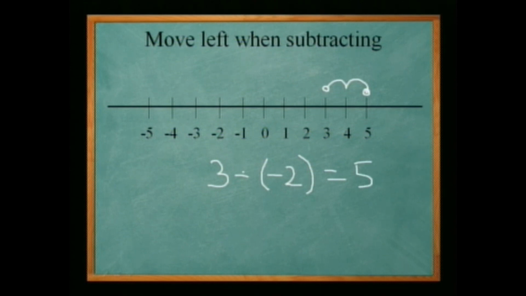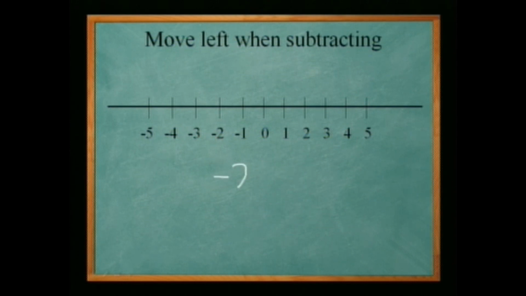Now whenever you have 2 negatives in the middle like this, 3 minus a negative 2, it basically reduces to 3 plus 2. So whenever you see that combination, you can go ahead and change it to 3 plus 2 instead, to make it a little bit easier.